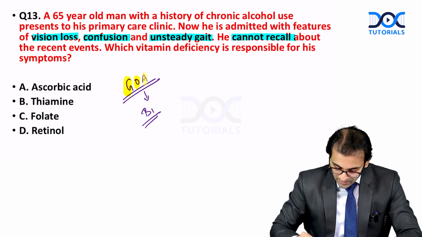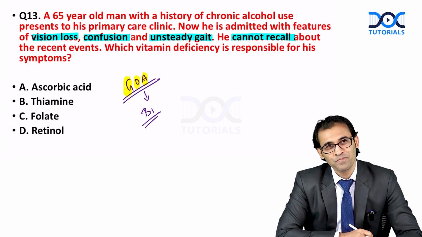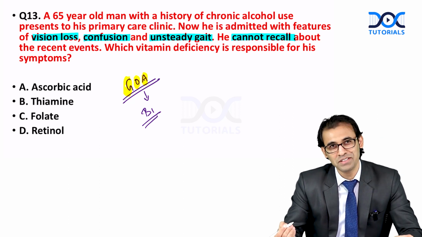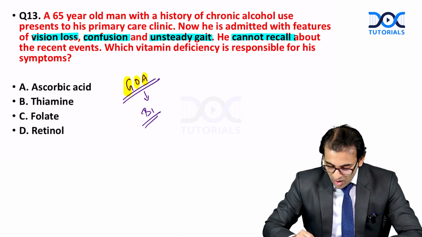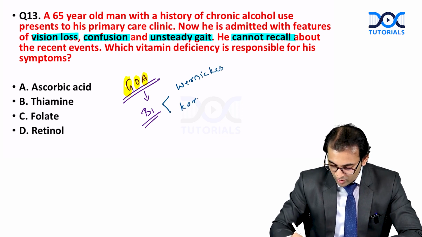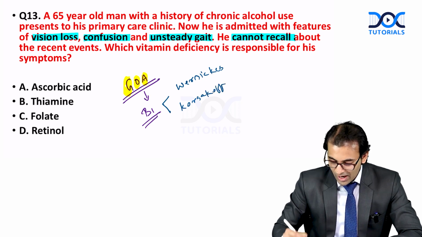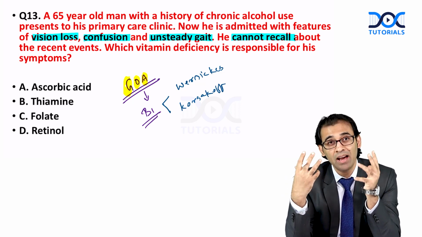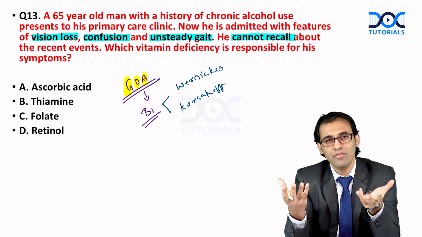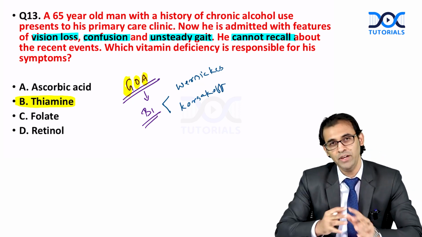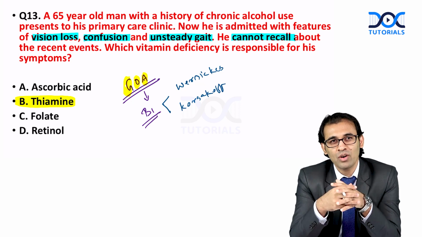A for ataxia. A for ataxia. These are the signs and symptoms of Wernicke's encephalopathy. Now remember, every time they are asking Wernicke's or Korsakoff. Because of vitamin B1 deficiency, there can be Wernicke's encephalopathy and there can be Korsakoff psychosis. These are neurological complications where the patient will have memory loss. These are because of deficiency of vitamin B1, which is called thiamine. So how to treat Wernicke's and Korsakoff? We have to give what?